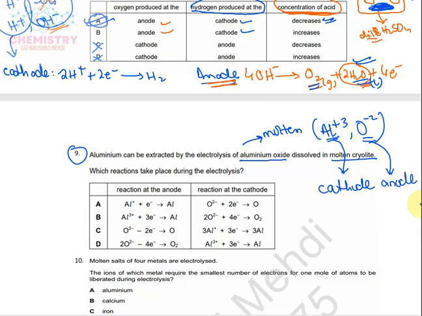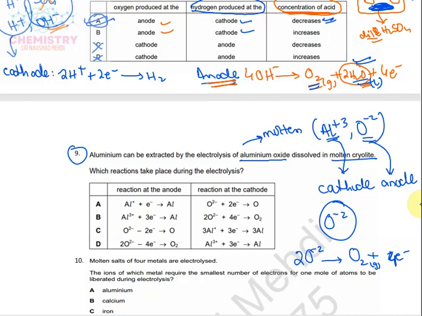So at the anode, the oxide ion will get discharged. What would the oxide ion be doing? It has a charge of -2, which means it will be losing 2 electrons, right? After losing 2 electrons, it will form an oxygen atom. But oxygen, you know, is in the form of diatomic O2. So 2 oxide ions will be losing 4 electrons to form the oxygen gas, right?